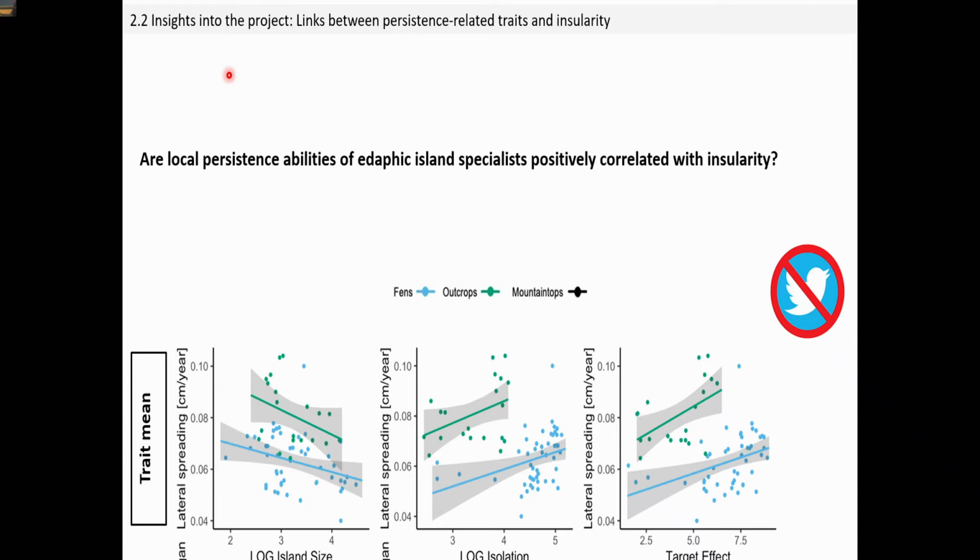So in this case, as we can see, lateral spread is declining with island size, whereas it is increasing with isolation and target effect, target effect being this comprehensive insularity metric. This aligns quite well with our expectation, because it means that plants on smaller islands are less able to spread, but the opposite is true for sites which are more insular and isolated.